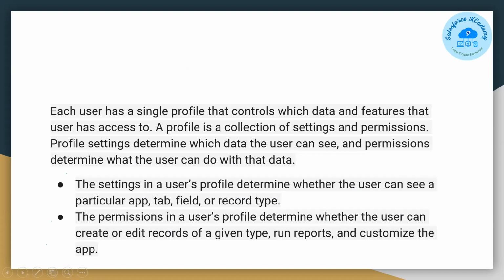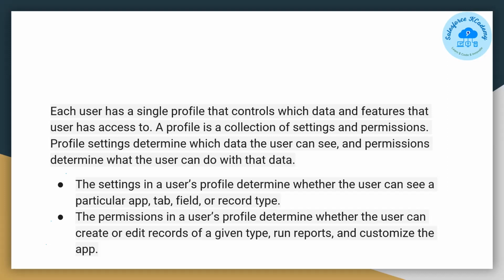Now each user has a single profile that controls which data and features that user has access to. A profile is a collection of settings and permissions. A profile setting determines which data the user can see, and permissions determine what the user can do with the data. We'll see practically. The settings in the user profile determine whether a user can see a particular app, particular tab, particular field, or particular record type.